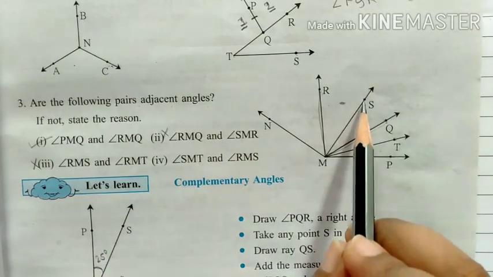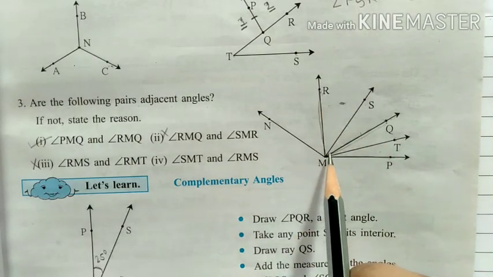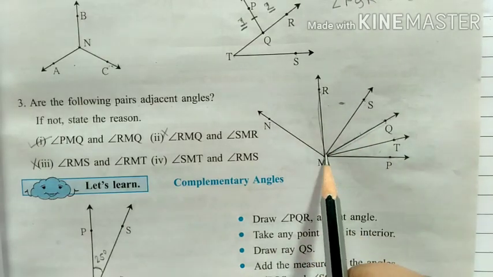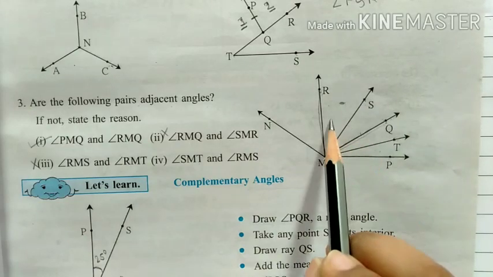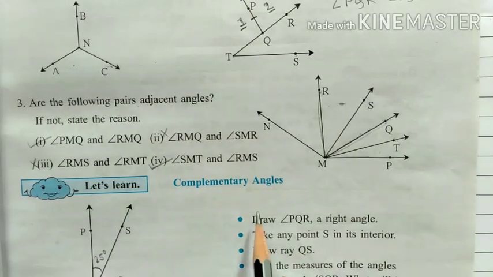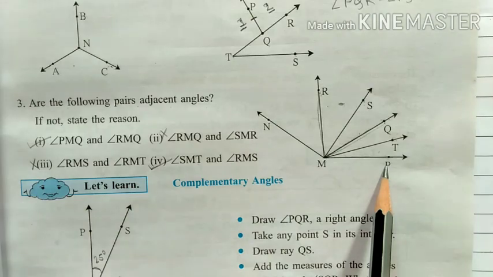Angle SMT and RMS. Yes, SM is the common arm, and the remaining arms are opposite of that. Interior parts are different and M is the common vertex. So yes, it is an adjacent pair of angles. For an adjacent pair of angles, all three conditions should be satisfied. Which are those conditions? A common vertex, a common arm and separate interiors.